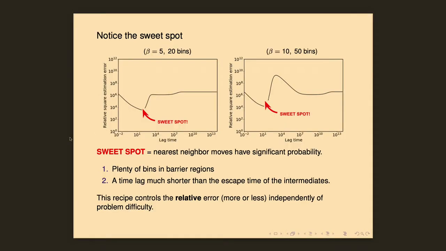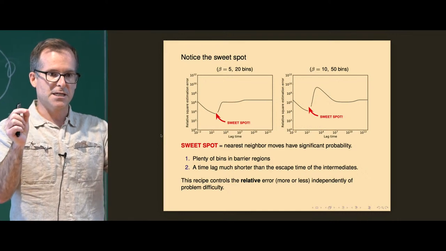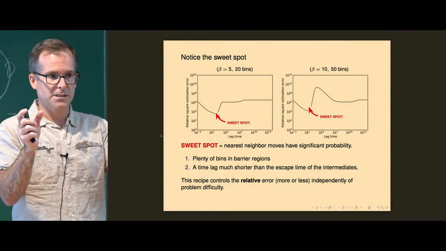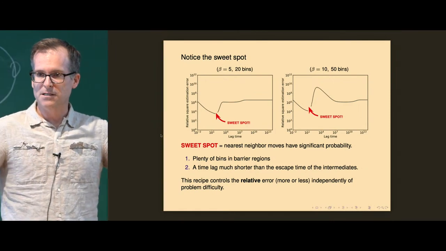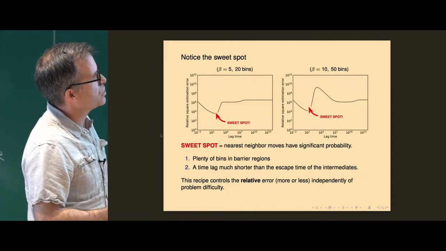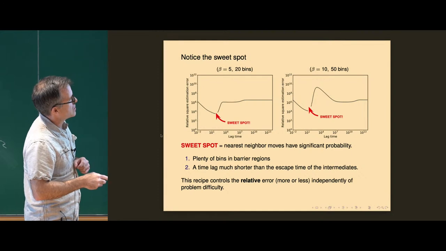The upshot is, we can explain what happens here. We have some bounds that actually reproduce this behavior, and we can explain what's going on in this intermediate time lag regime. It's basically the regime where you've picked the time lag and the resolution so that transitions between neighboring bins happen relatively frequently. They're not super rare events. They don't involve really small probabilities. If you wait too long, you'll fall all the way down to the bottoms of these basins. And if you go too short, you'll stay within the bin that you started in.